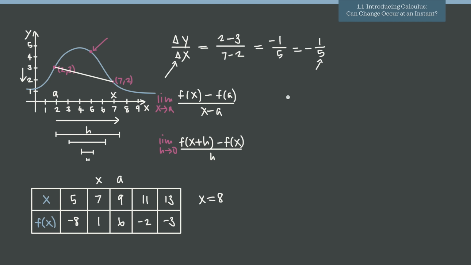And so then if we do that, f of x is going to be 1. f of a is going to be 6, and then x minus a is going to be 7 minus 9. And so the value we get there is going to be -5 divided by -2, or we'll get 5 halves. So the average rate of change at x equals 8 we can estimate as 5 halves from the values in the table.